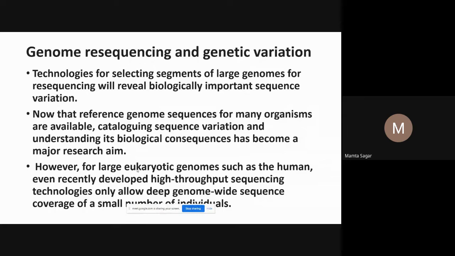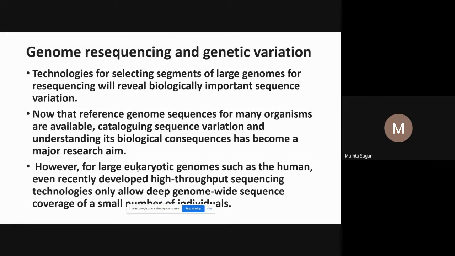In that way, sequence variation also has a cataloging number. So variations have also been provided this type of identification mark or name, so that we can easily identify them, we can call them by their name. And understanding its biological consequences has become a major research area. So we want to understand what may be the biological consequences of this mutation or these mutations. So reference genomes are available.